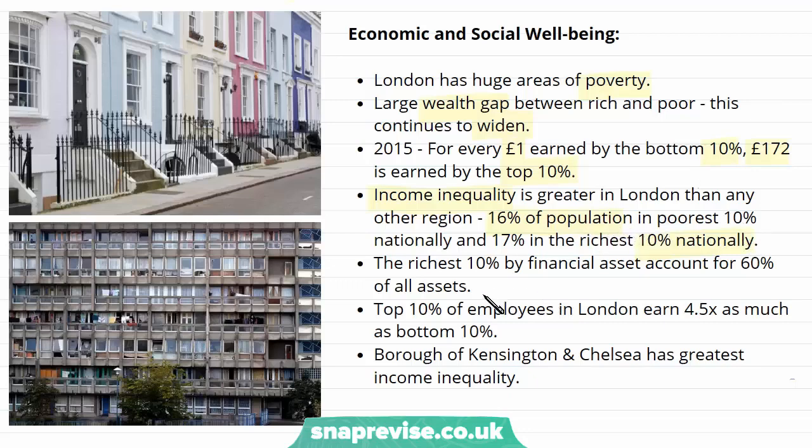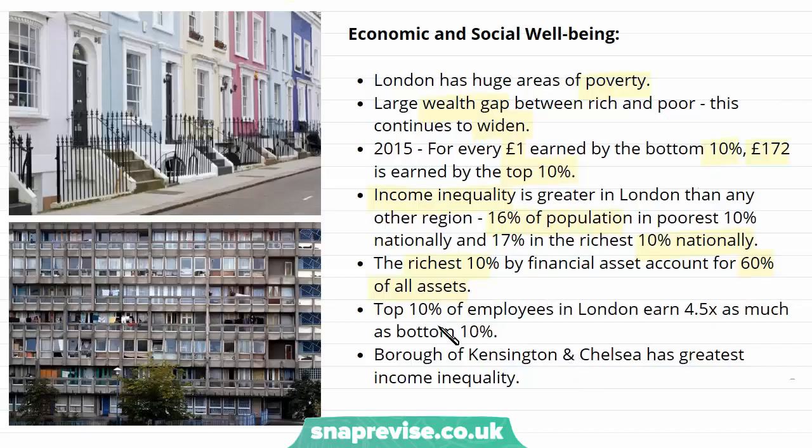And this is also exemplified by this statistic here, whereby the richest 10% of people by financial assets, so that means how much money they have in London, accounts for 60% of all assets in London. So of all the assets in London, 60% of this is owned by the richest 10% of people. So the rest of 90% holds the remaining 40% essentially.